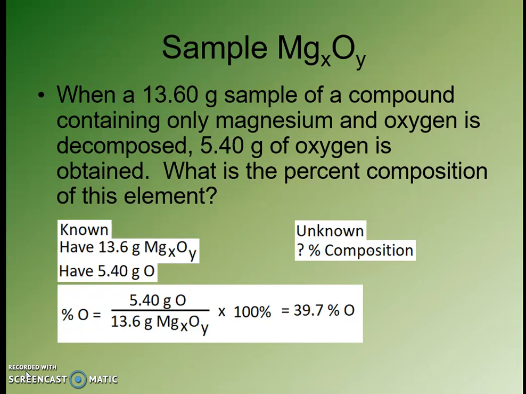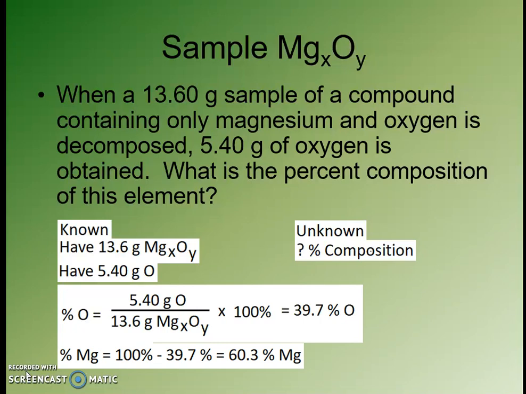Now to get the percent by mass of magnesium, we could take the 13.6 grams of the compound we had, subtract the 5.4 grams of oxygen that are in there, leaving us with 8.2 grams of magnesium remaining. Or more simply, we can just take the fact that it's only made up of two things, and the percent magnesium is therefore going to be that 100% that would be the whole, minus the 39.7% that is oxygen, leaving us with 60.3% that must be magnesium. Since there's only two components in it, they have to add up to 100 because 100% is a whole.